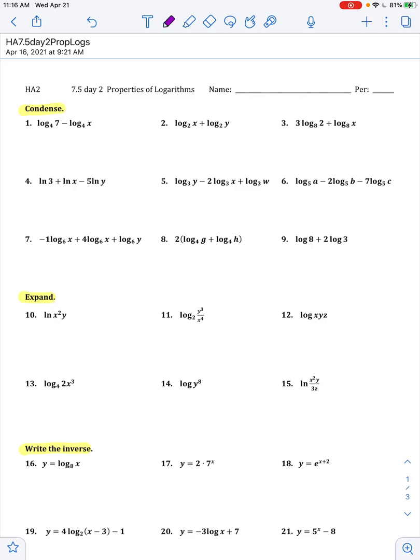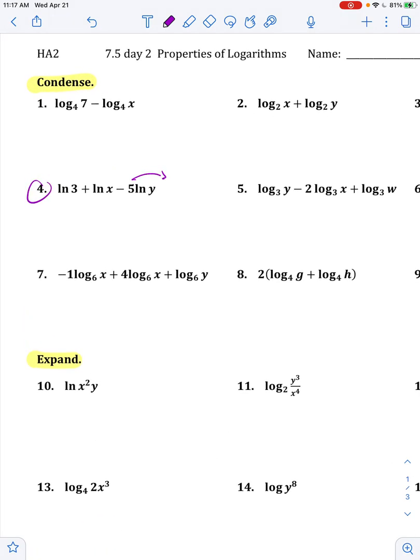So if you need a little help, like here, I'm going to pick 4. I have ln, this 5 can't be there. So I have ln 3 plus ln x minus ln y to the 5th. Then I only need 1 ln. When I'm condensing, my final answer should just have the word log or ln written 1 time. 3 is going to be added to, therefore multiplied with x. And then this minus suggests that the y to the 5th goes into the bottom.